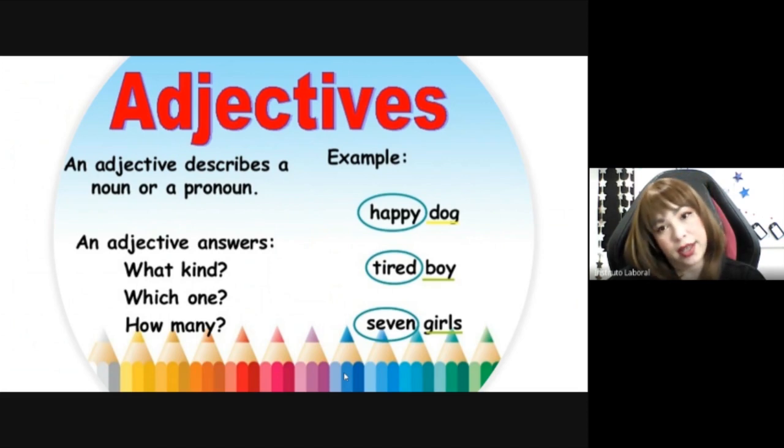Tired boy. Tired is giving us a description of the boy. Seven girls. Numbers are adjectives too, so they tell a characteristic of the noun, in this case, girls. An adjective answers the question what kind, which one, and how many.